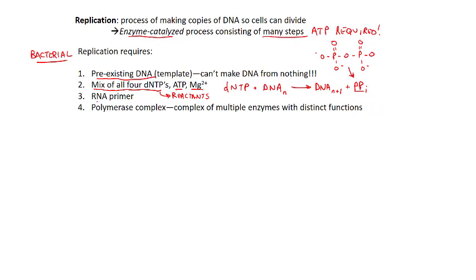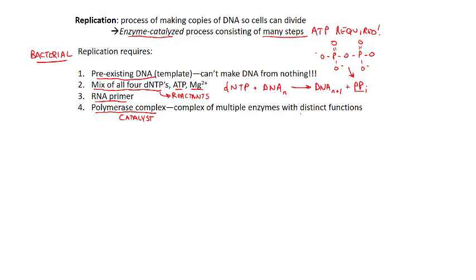All right, next thing you need is an RNA primer. The RNA primer is something that is made as it is needed. We'll talk about what that is and what it's for when we get started on the whole process. And then lastly, you need the DNA polymerase complex. This is your catalyst.